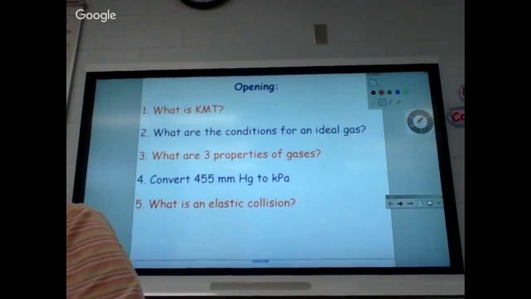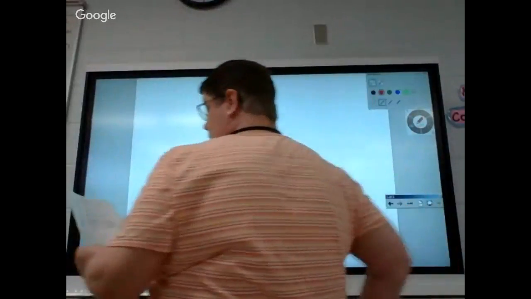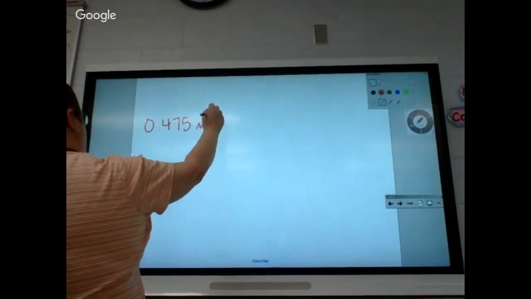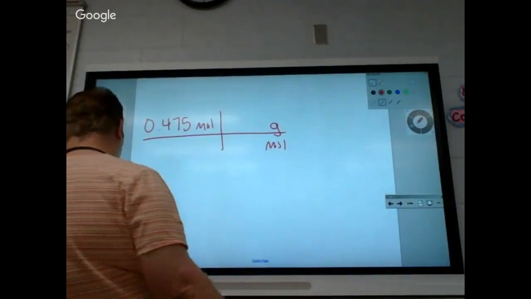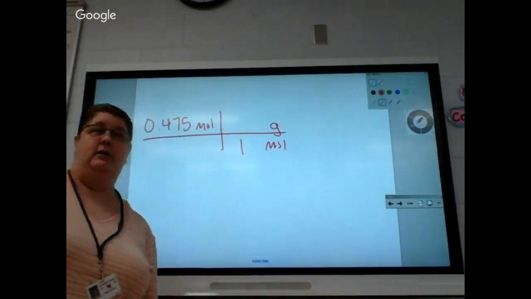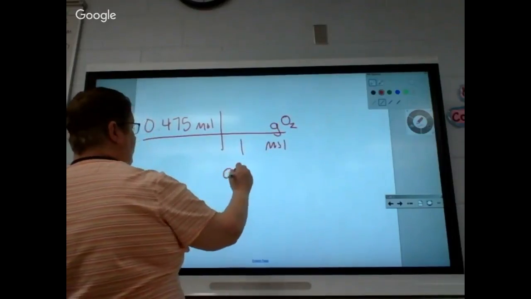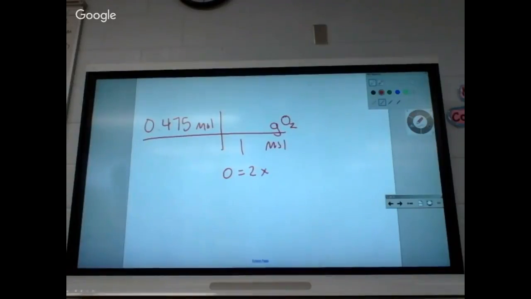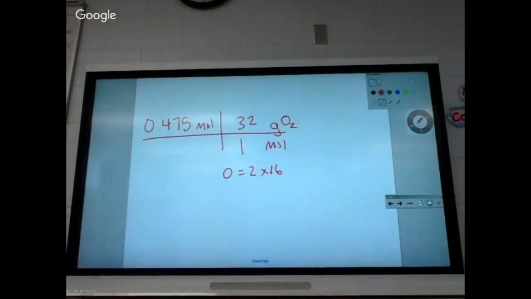Yep. All right. Number 6 says 0.475 moles, and we're going to grams. What goes beside moles? 1. And we're going to grams. What do we know about oxygen? It's diatomic. Okay. So oxygen's formula is O2. So when we calculate its mass, it's 2 times whatever its mass is. What's the mass of oxygen? 16. So 2 times 16 is 32. All right. That's number 6.